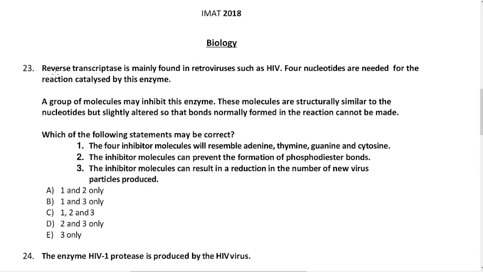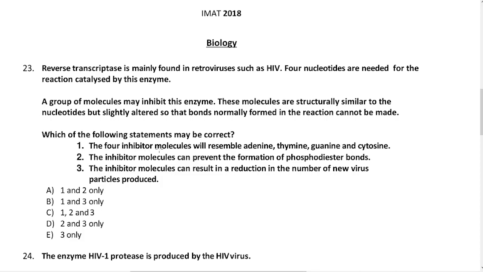23. Reverse transcriptase is mainly found in retroviruses such as HIV. 4 nucleotides are needed for the reaction catalyzed by this enzyme. A group of molecules may inhibit this enzyme. These molecules are structurally similar to the nucleotides, but slightly altered so that bonds normally formed in the reaction cannot be made. Which of the following statements may be correct?